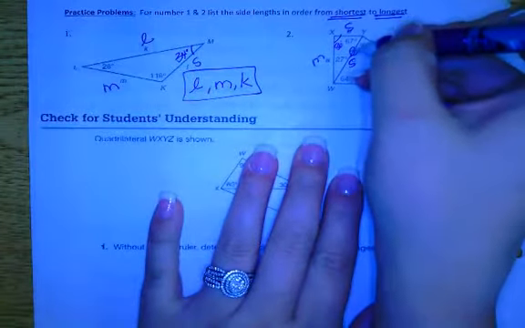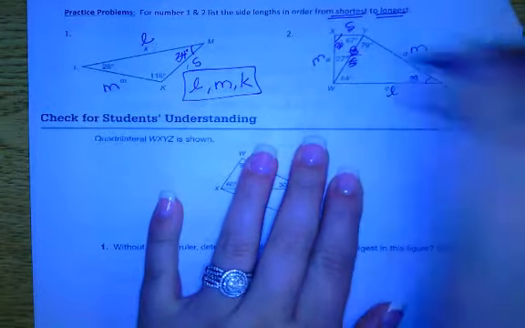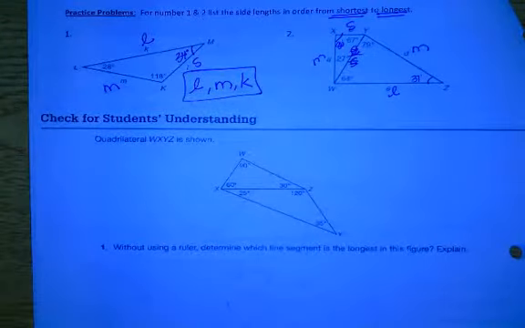Okay, so if I were to ask you what's the largest side of this figure, what would it be? E, which is WZ. If I were to ask you what the shortest side is? B, which is XW. So if we were to put this in order from shortest to longest, let's look at one side at a time.